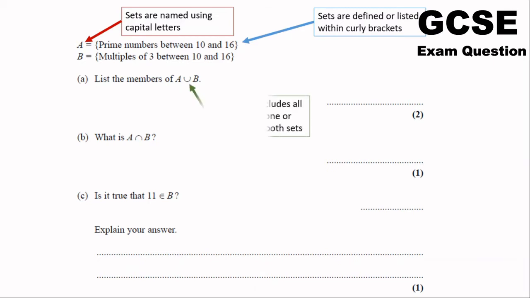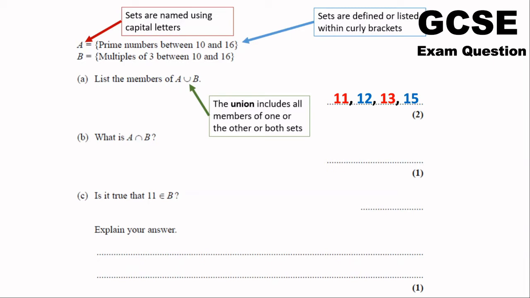For part A of this question, we're asked to work out the union between A and B. The union includes all members of one or the other or both sets. Think of this as A and B uniting to form a team. Here I've got a list of all of the members of set A in red. That's just 11 and 13, the only two prime numbers between 10 and 16.